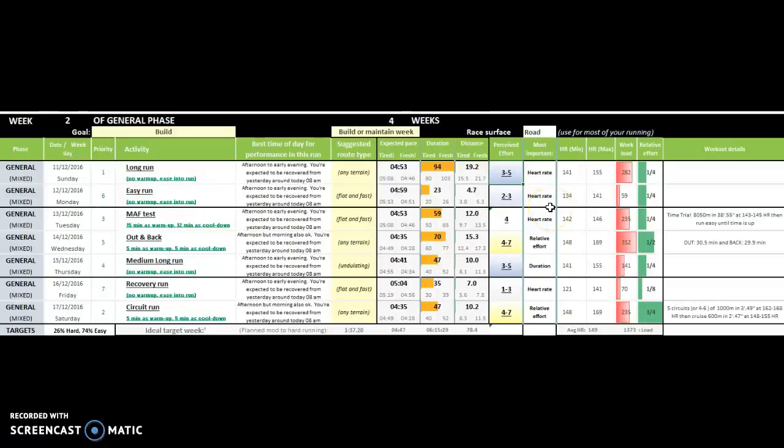So it's the modern modified Borg scale, it's called. Just if you're interested in history, the original scale went from 6 to 20. And that gives you a very, very good idea of how intense this type of running should feel. So you can see some of the workouts that are slightly higher intensity, like the out and back, have 4 to 7. So it's colored yellow.